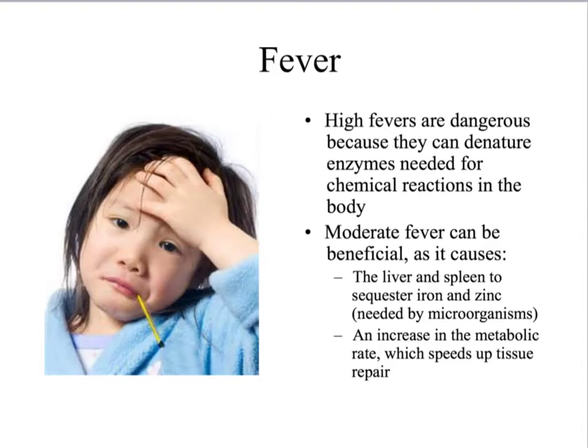And then also what the liver and the spleen do during a fever is store iron and zinc, and this is needed by microorganisms in order to carry out their processes, so it holds them hostage so that the microorganisms can't get them.